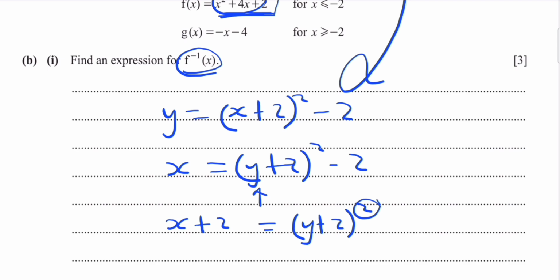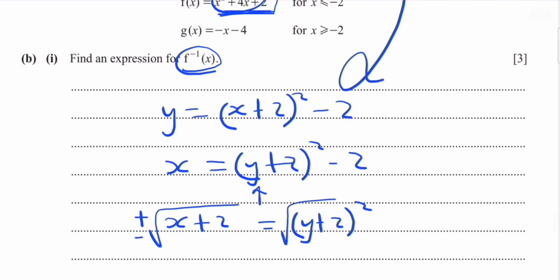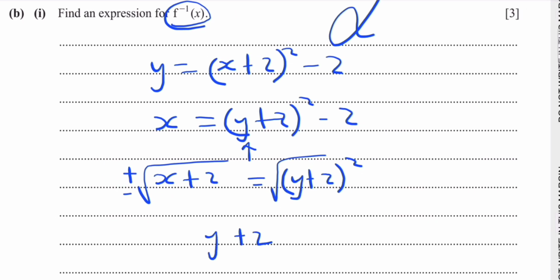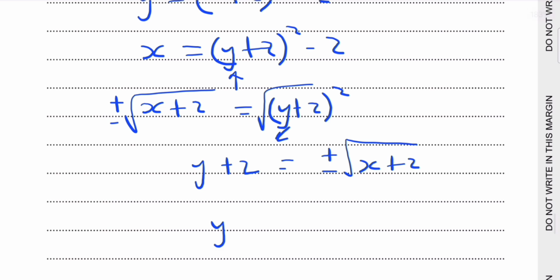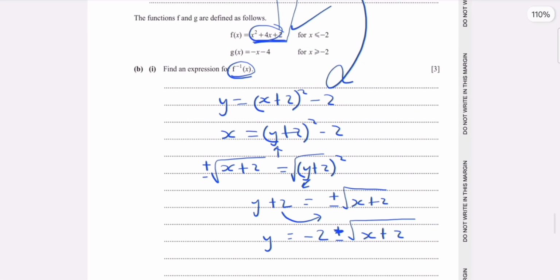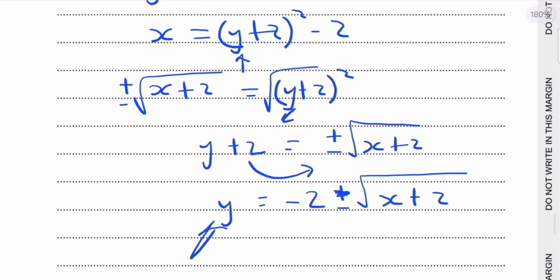And to get rid of this, just going to square root both sides, plus or minus. So y plus 2 will be equal to plus or minus root of x plus 2, right? And y will be equal to minus 2, taking this 2 to the other side, plus or minus root of x plus 2, right? So this is now our expression for the inverse, but we're still to decide which sign to take, right?